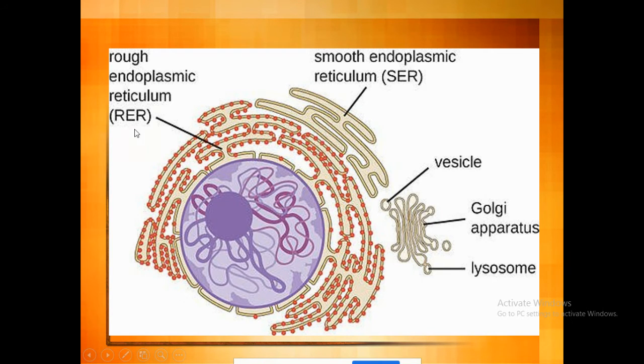The function of the rough endoplasmic reticulum is to make proteins because ribosomes are there, and the function of the SER is to make lipids because ribosomes are not there.